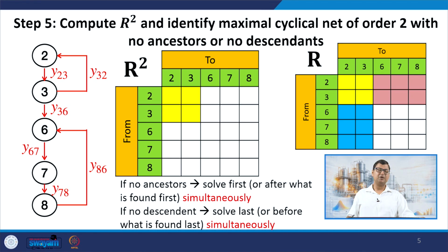And what the R square will tell you is whether we have cyclical nets of order 2, right? If you have a cyclical net of order 2, what should happen in that case? What should happen is that I should reach the same vertex in 2 steps. Let us say 2, 3 is a cyclical net. So, I can come back to 2 in 2 steps. I can come back to 3 in 2 steps, right? And therefore, the diagonal terms corresponding to 2 and 3 should become 1 in R square. So, in 2 steps, I am visiting the same vertex, right?